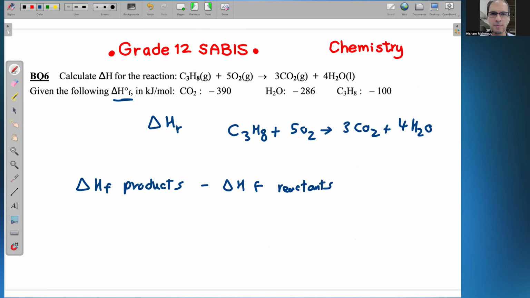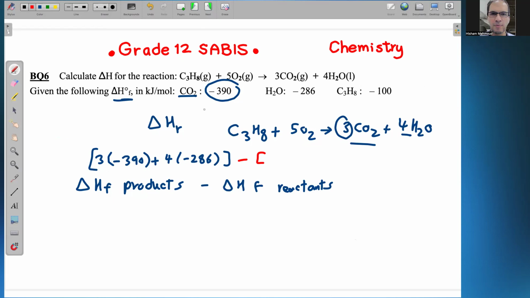How much heat was needed to form the products, which is carbon dioxide? I needed minus 390, but for how many moles? For 1 mole, and here I have 3 moles. And water, I needed 4 moles of water, so 4 times minus 286, that's to form the products. Then I will subtract this from the heat that was required to form the reactant. The reactant is C3H8. I needed minus 100 kilojoules to form the C3H8, and oxygen is an element, so it's not calculated here. It's 0. If you want to write it to show me you understand, it's equal to 0.